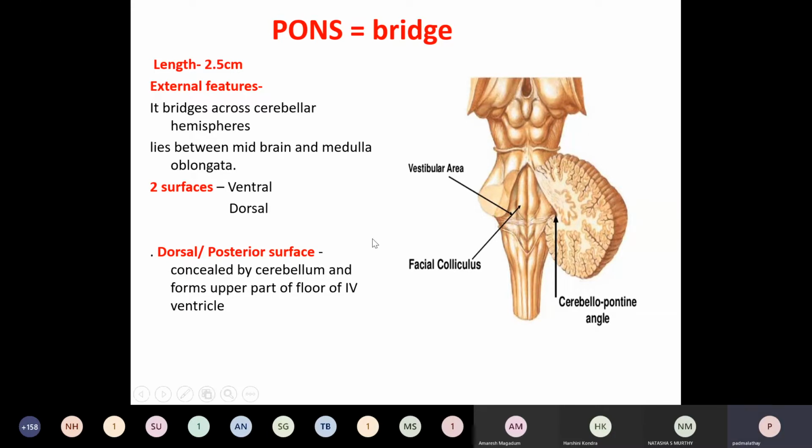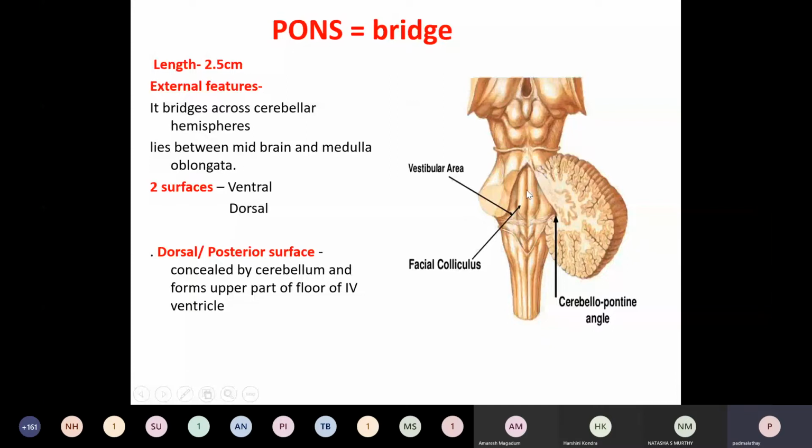The external features of the pons: it has two surfaces and two borders. The two surfaces of the pons are the ventral surface and the dorsal surface, also called the anterior and posterior surface. The dorsal or posterior surface is what you are seeing here in this picture. This is the dorsal surface of the pons. This is the medulla here and this is the pons. The pons has a peduncle here, called the middle cerebellar peduncle, that connects the pons to the cerebellum.